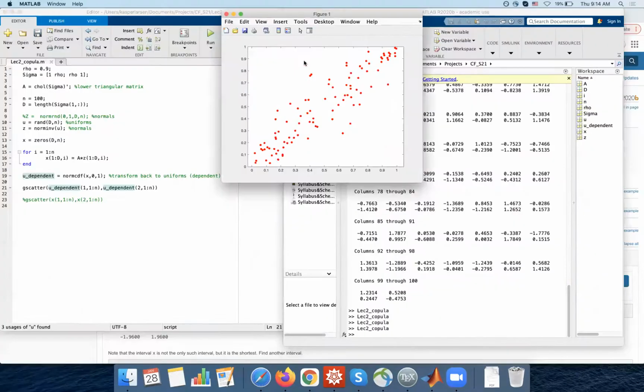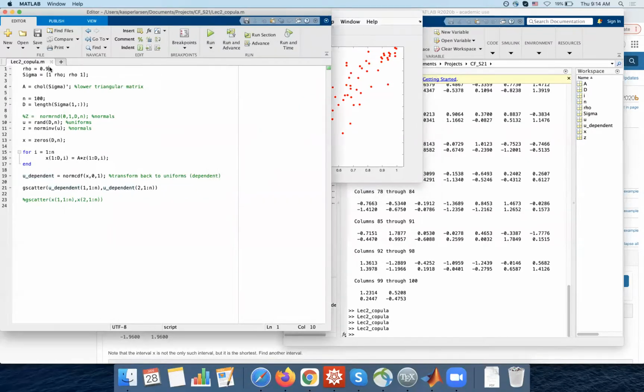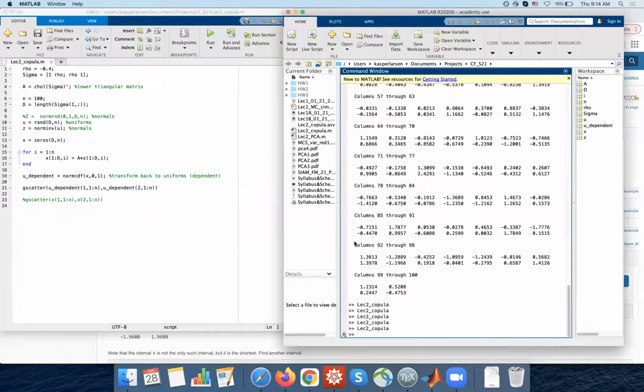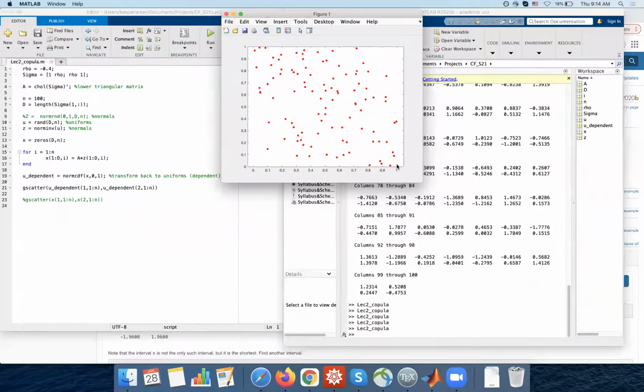So now we're going to get dependent uniforms. And you can see this. These are uniformly distributed, but they are dependent. There is this positive correlation structure in them. And of course, if I go up here and change the correlation to be, say, minus 0.4, then it's not going to go in the positive direction. It's going to be in a different direction.